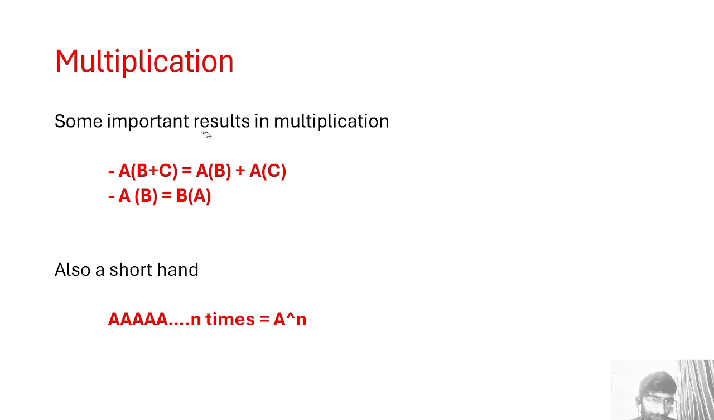So, multiplication properties. Some properties that you are supposed to keep in mind, because the following slides are going to need them. This is the distributive property of multiplication. In addition, this is the commutative property. Very easy to understand. Also, there is a shorthand notation. If you have a multiplied with a multiplied with a up to n times, then you can represent it using a power n, or a cap n.